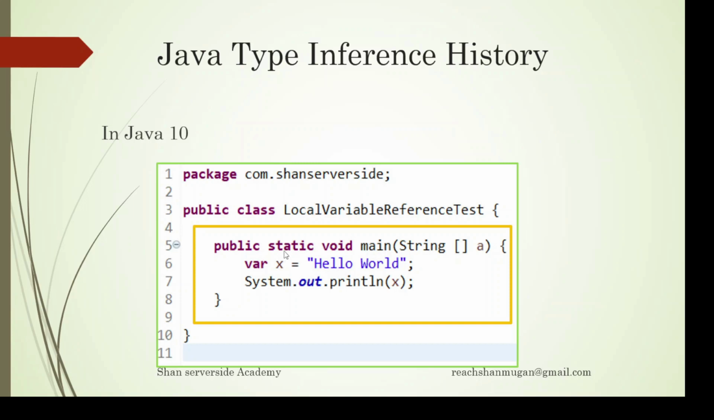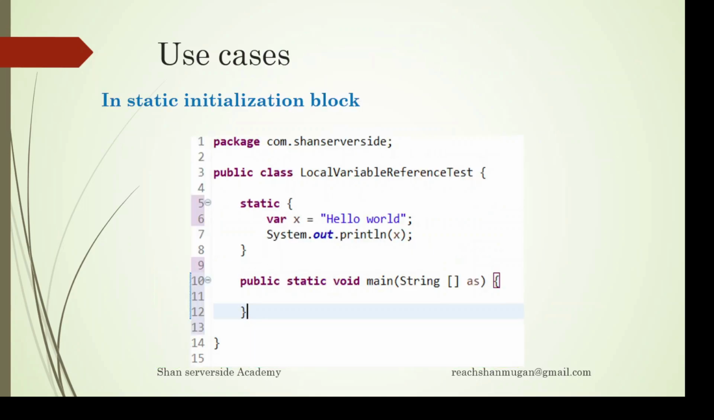Now we will go into the next topic, where we will see the valid use cases where we can use this. It can be used in a static initialization block. As shown in this sample snippet, this is a static initialization block. Inside that, any variable, when you are initializing it, you can declare it as var type. The compiler will infer the target data type. In this case it will infer a string, because on the right hand side you are giving a string. So in a static initialization block, when you are declaring a variable, you can use this inference feature.